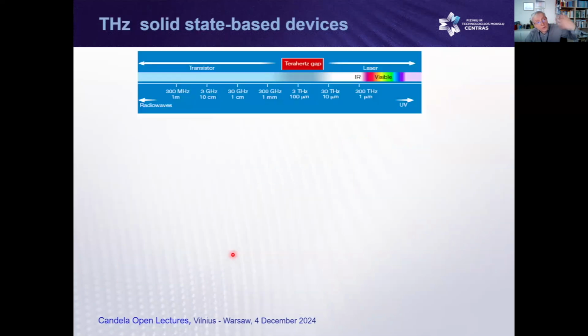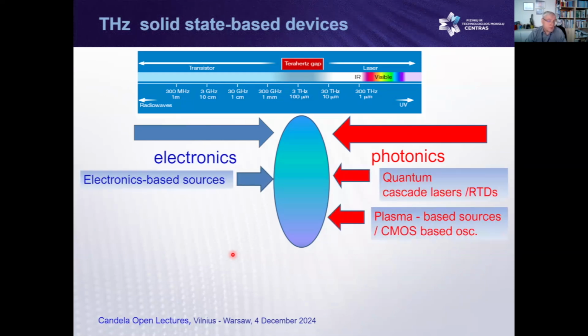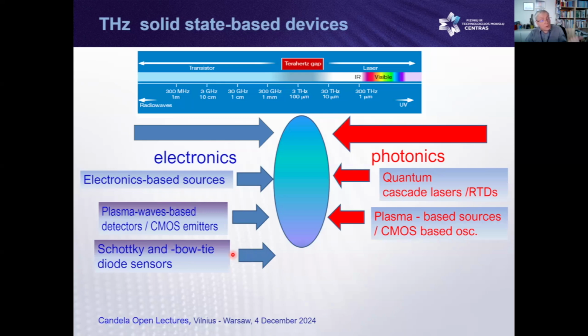So now we're going to the solid state perspectives. And if we go back to my previous slide, the first slide of the talk, once again to see that terahertz is some specific kind of bridge between electronics and photonics. Today we'll talk about electronic sources, quantum cascade lasers, plasma devices or CMOS-based oscillators, plasma wave detectors as CMOS emitters, and something like that, and also Schottky bow ties there as well, and bolometers, and to see how all of them are, in fact, compact solutions.